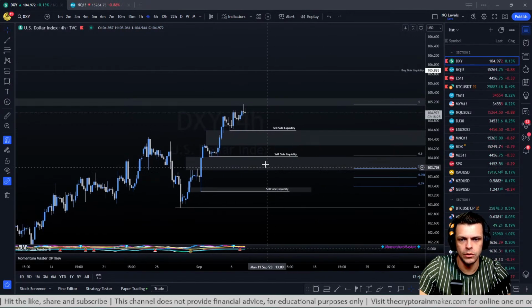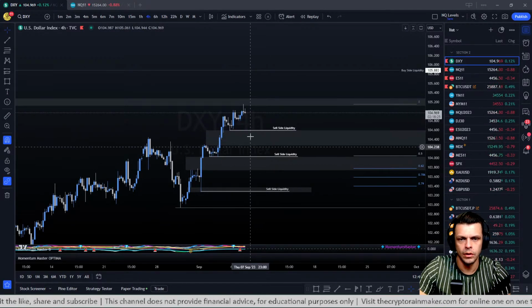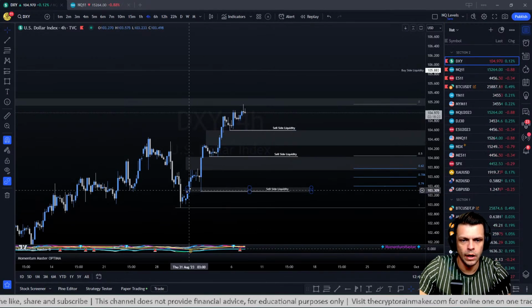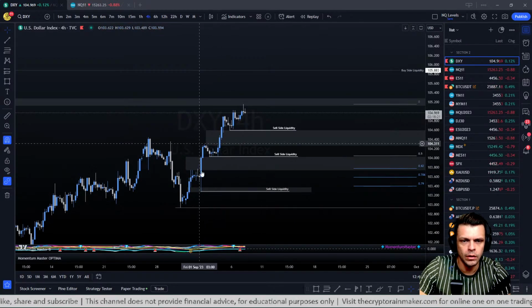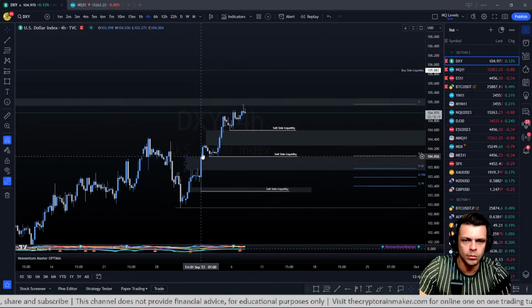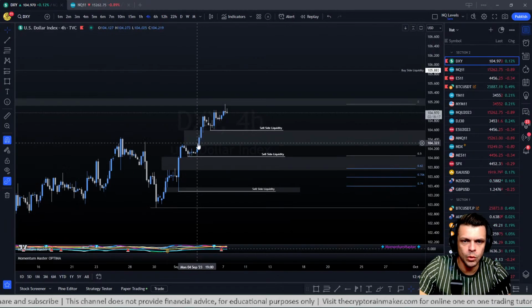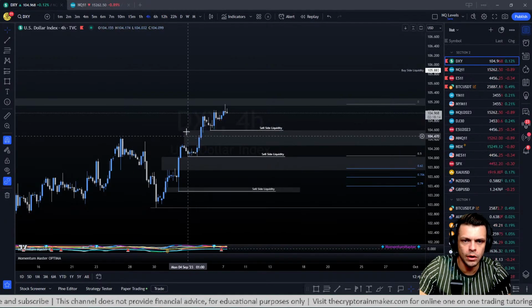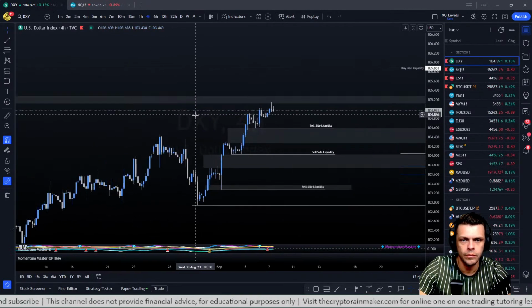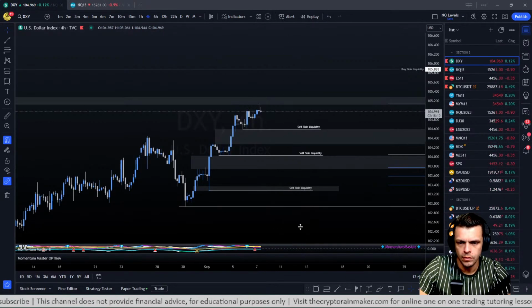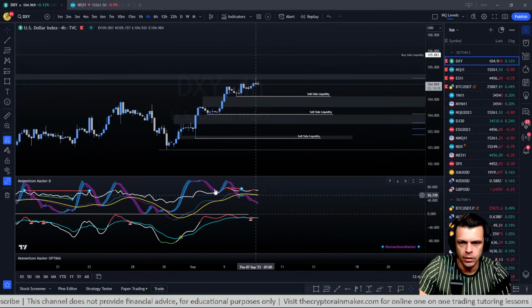Yeah, so these are the imbalances on the daily. And then we have one right here on the 4 hour. You can obviously see those right there. And then there's some smaller ones right inside of the daily imbalance. Want to have another look.